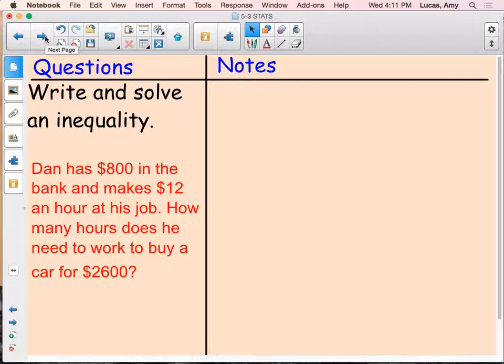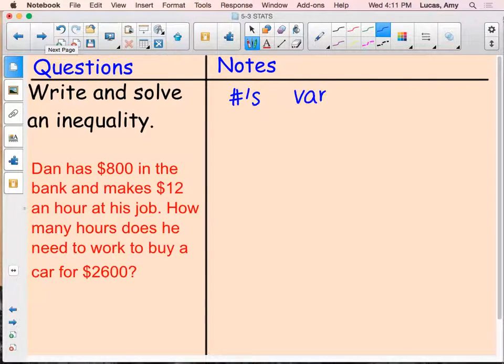Dan has $800 in the bank and makes $12 an hour at his job. How many hours does he need to work to buy a car for $2,600? All right, so for our inequality, remember we need some numbers and a variable. We're going to need math operations, one or more, and we're going to need an inequality symbol. So those are all of the pieces that we're looking for.